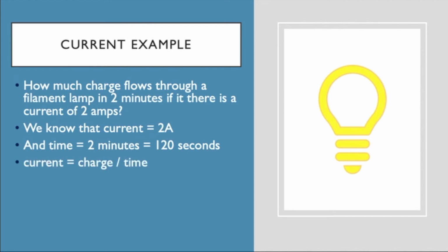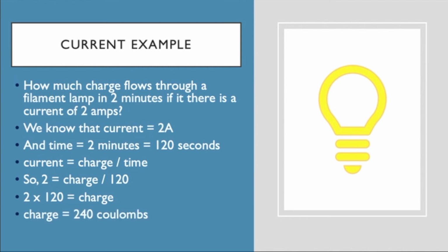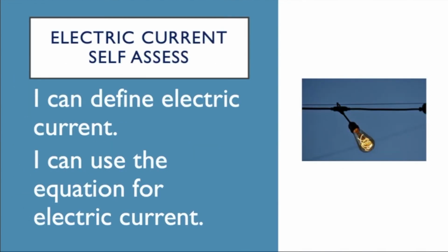Now we write down our equation. So current equals charge divided by time, and we put in what we know. So we know that current is 2 amps, and we know that time is 120 seconds. So now we've got an equation of 2 equals charge divided by 120. Hopefully we can rearrange that and we get that 2 times 120 equals the charge, and so we have that charge equals 240 coulombs. So this is what you should be able to do by the end of this lesson then. You should be able to define electric current and you should be able to use the equation for electric current.